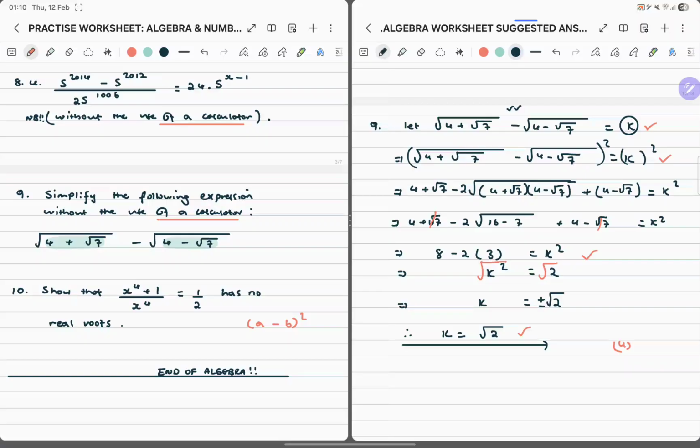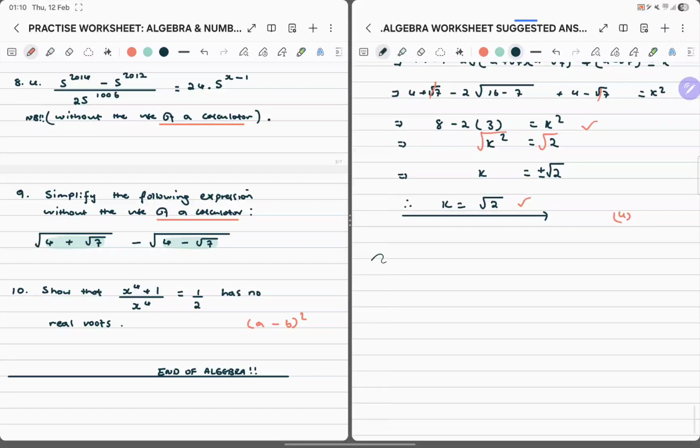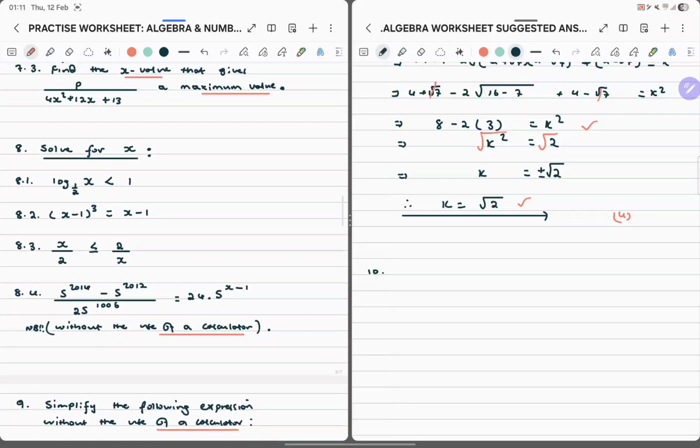Now the last one for algebra, guys. Now show that this has no real roots. Now nature of roots again, guys. As I said, if you want this document, you will find it.